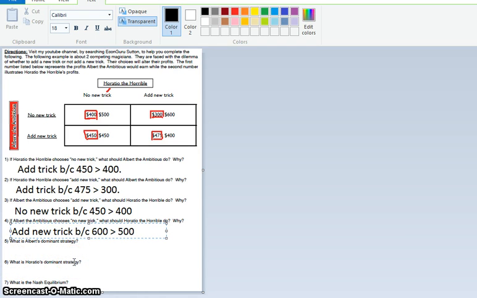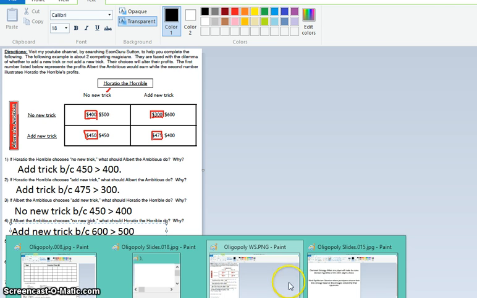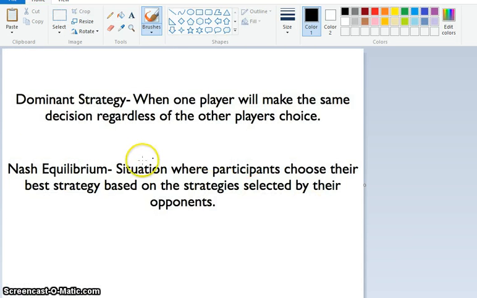But to figure out the dominant strategy, you have to know what it is. And also to figure out the Nash equilibrium, you have to know what it is. So you need to write these two things down here. The dominant strategy is the first one we're going to do. Dominant strategy just means that no matter what the other player does, you are going to make the same decision.